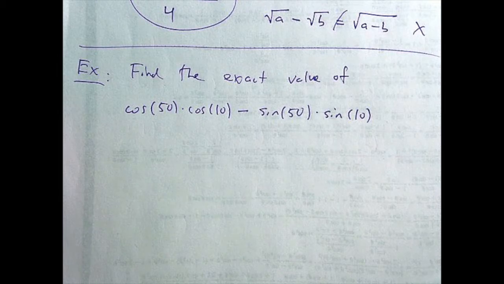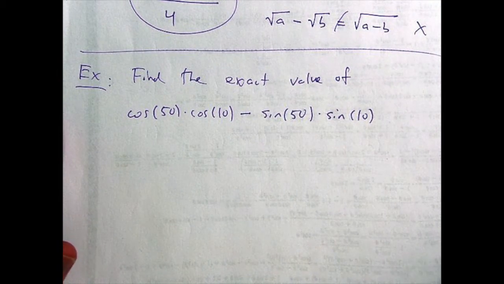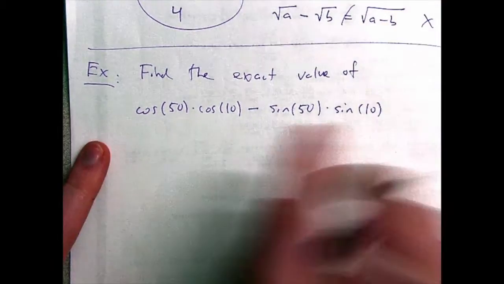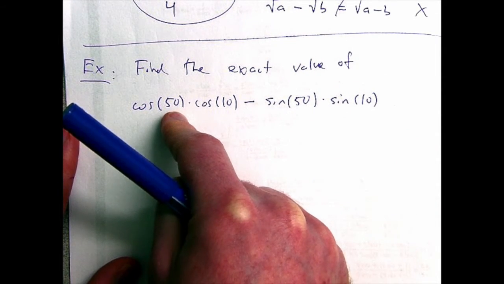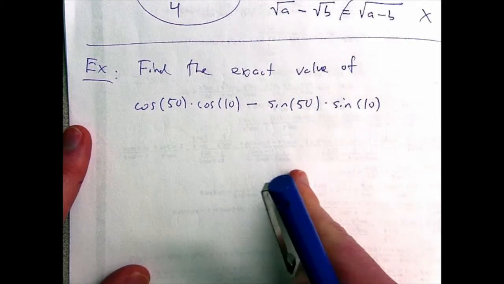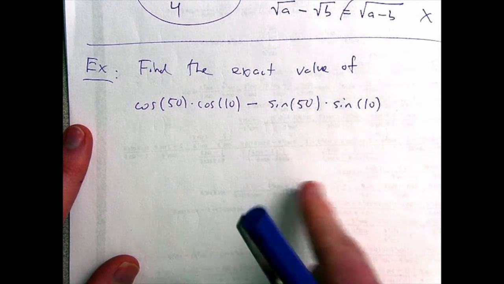So find the exact value of that expression. Now, exact value means no calculator. If you use your calculator to find cosine of 50, you'll get some answer, but it won't be exact. It'll be a truncated decimal. So how are you supposed to do this?